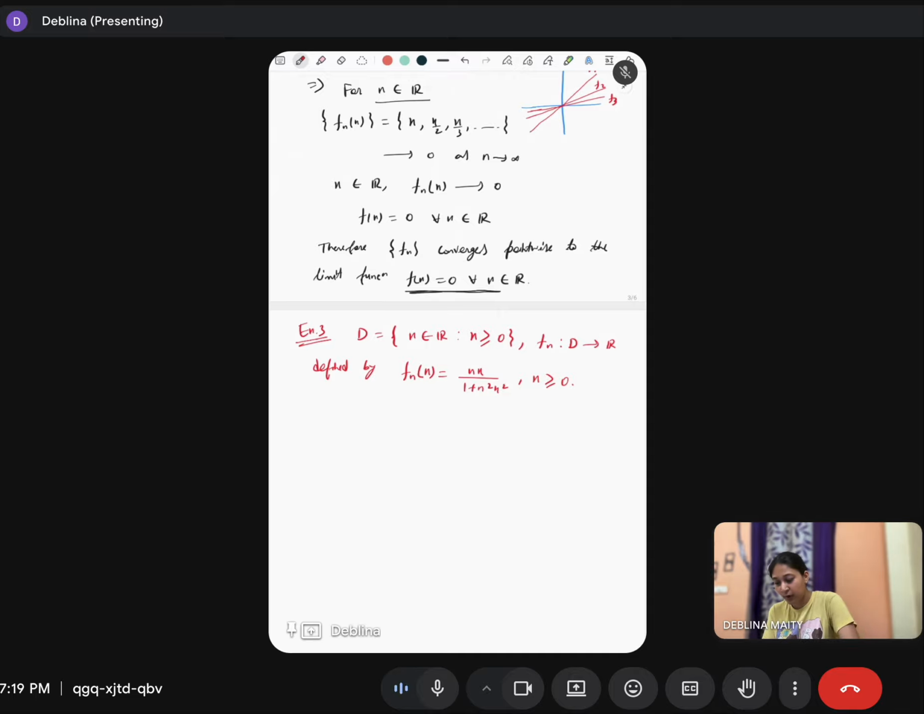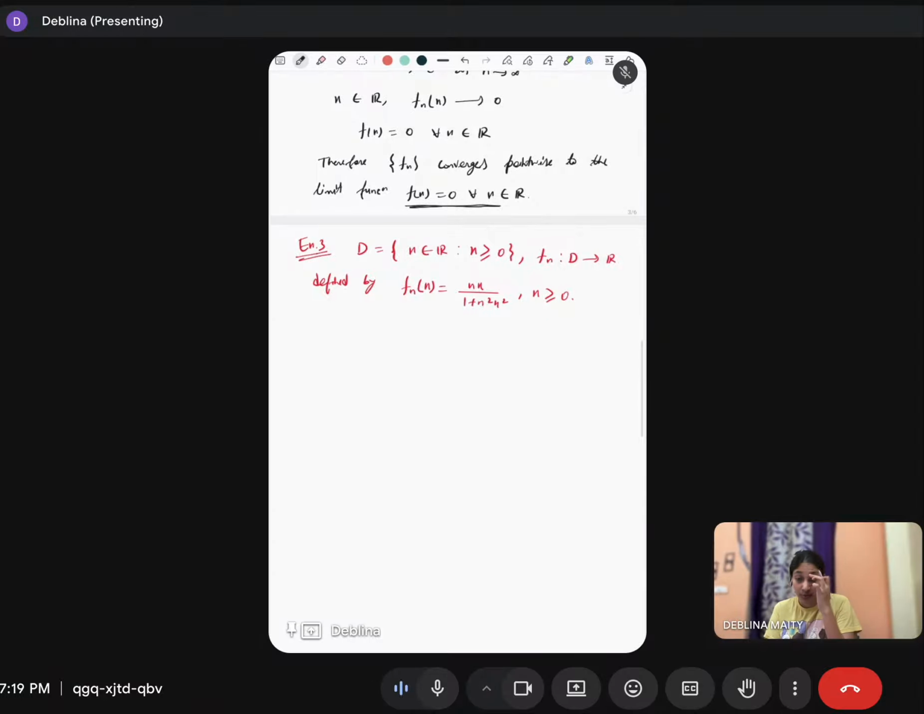Now we'll see it converges pointwise to what function? Okay. Now for x equal to 0, this sequence fn(x) is the 0 sequence, right? So then fn(x) converges to 0 when x equals 0.